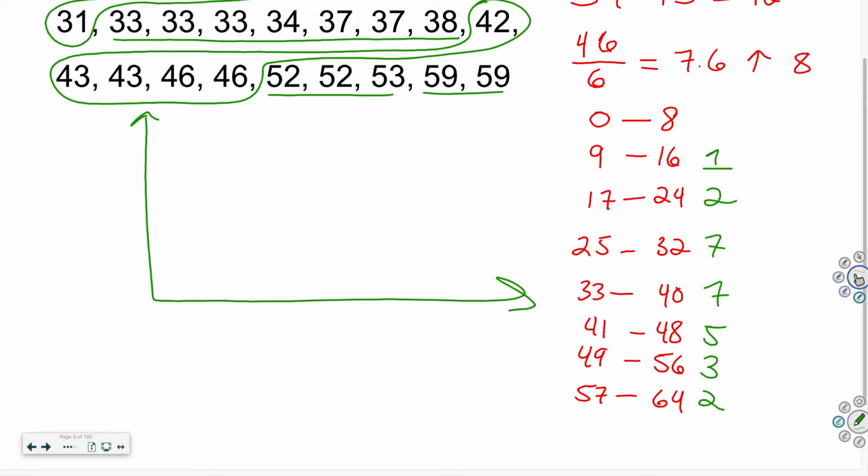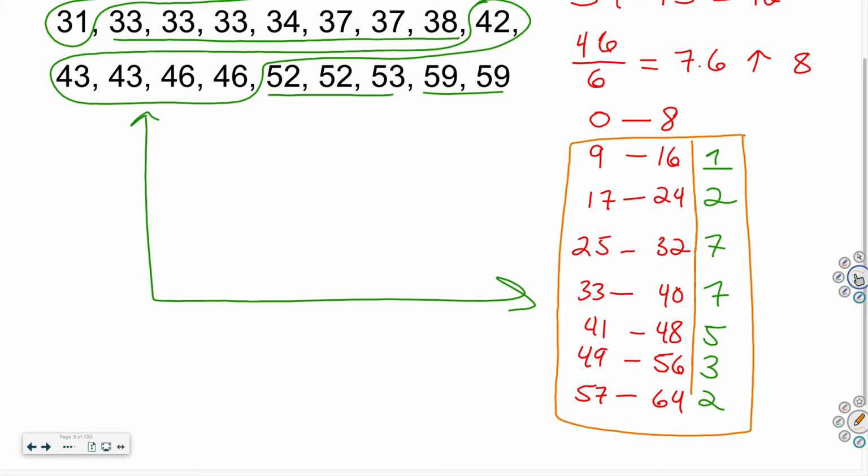Okay. This portion right here, it's going to be boxed in here. This is what we call a frequency table. Frequency representing the number of data or the number of entries inside of a given interval. Okay, that is frequency. So intervals are here in red. Frequencies are in green. Interval, frequency.